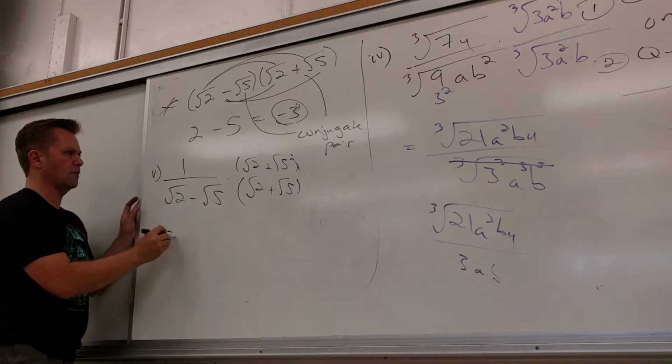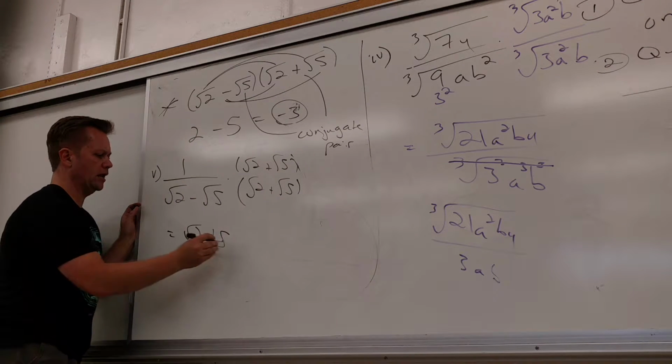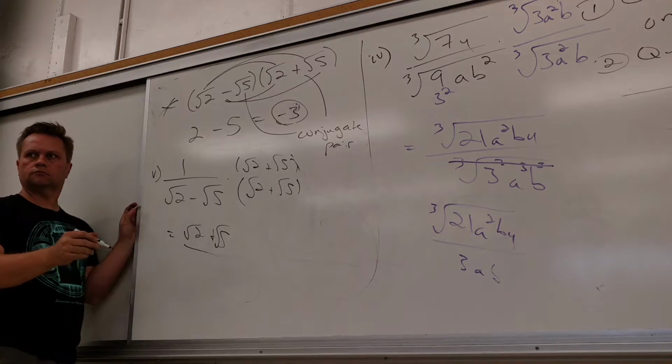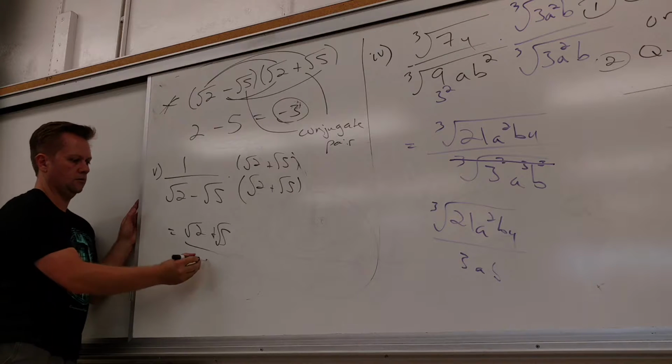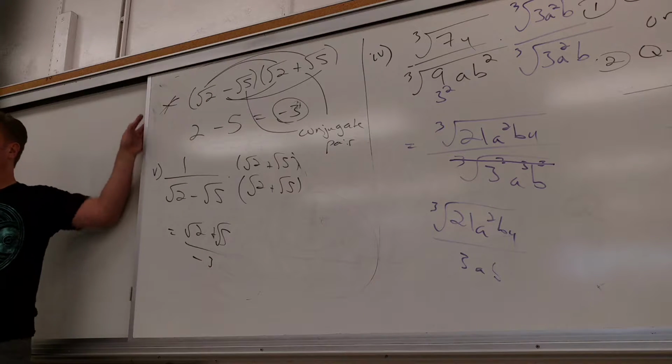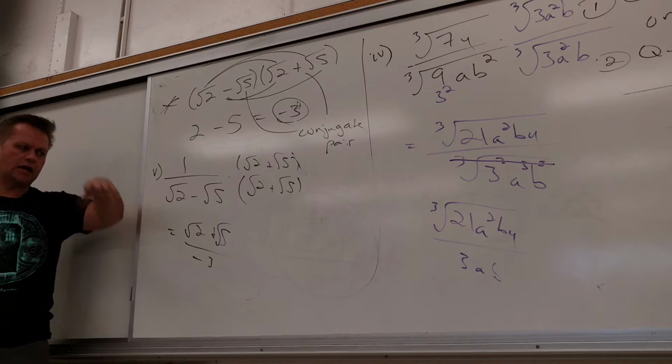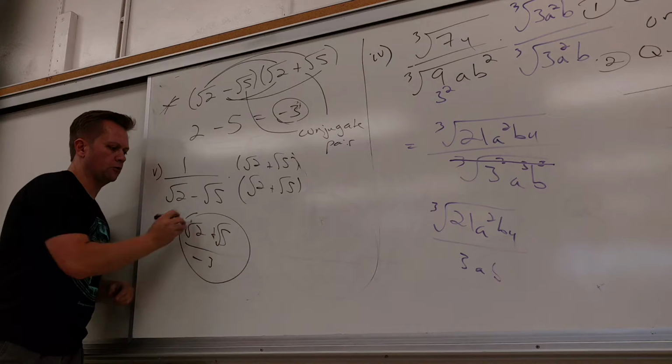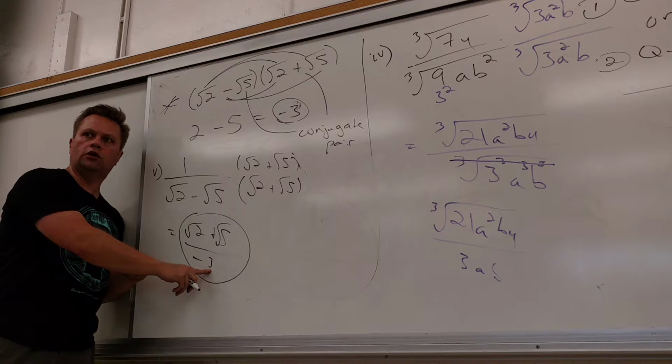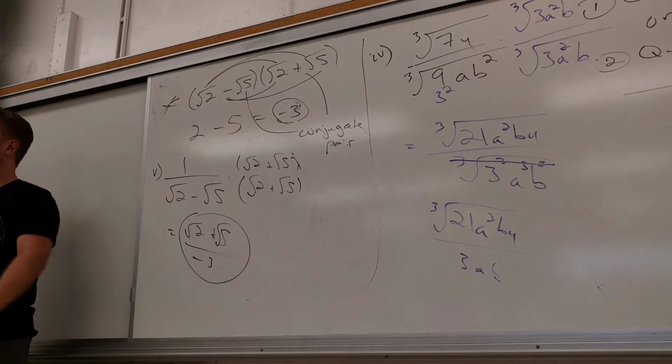What do I end up with on the top? I'll do the top. The bottom, we already did the bottom. Negative 3. And you can put the negative on the top or whatever, but who cares? I mean, that's been rationalized. The bottom is no longer irrational. The bottom is an integer.